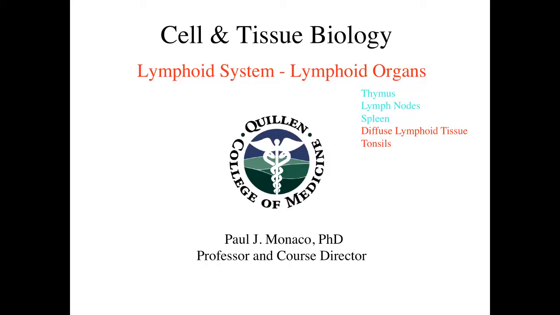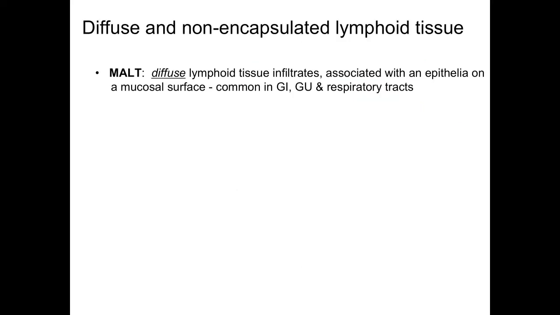This will be our final podcast in the lymphoid system. It will be very brief. We're going to look at diffuse lymphoid tissue and tonsils, and then we will have a final table that will help you consolidate your studying for all of the lymphoid organs.